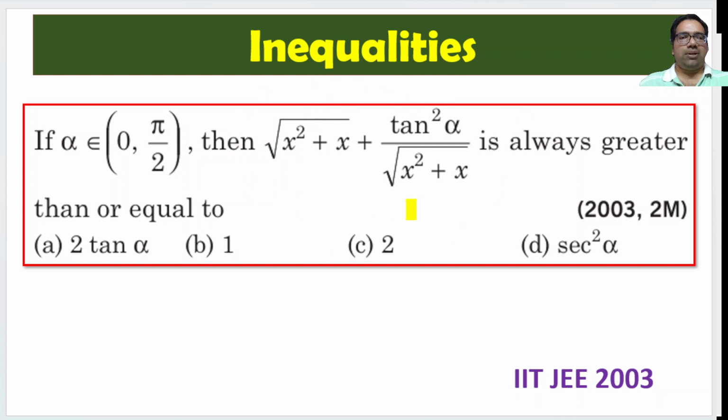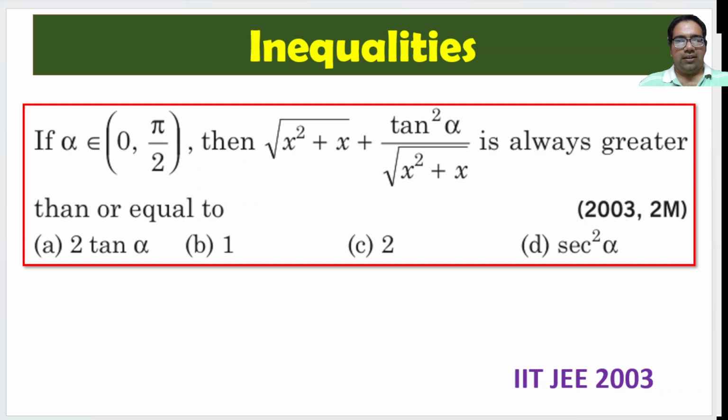two numbers, a and b. Arithmetic mean of two numbers is always greater than or equal to geometric mean when both numbers are positive. In this case, root of x square plus x will anyway be positive because we are dealing with real numbers, and alpha lies between 0 and pi by 2. What does that mean? Tan square alpha is also positive, right? And tan square alpha is defined because pi by 2 is not included, right?